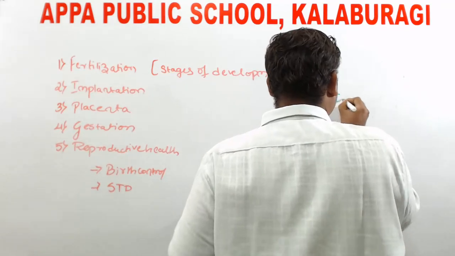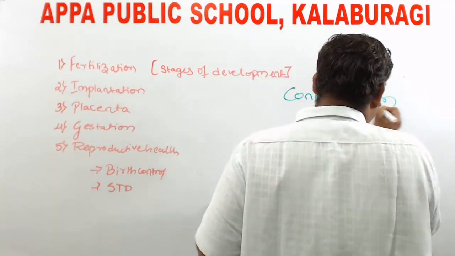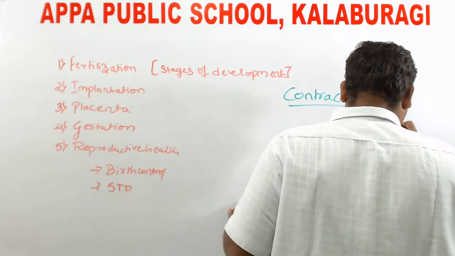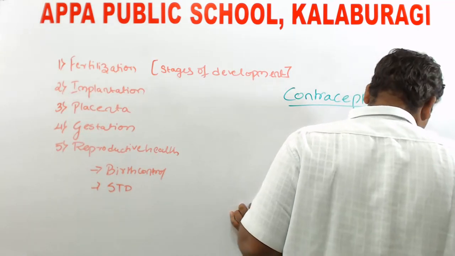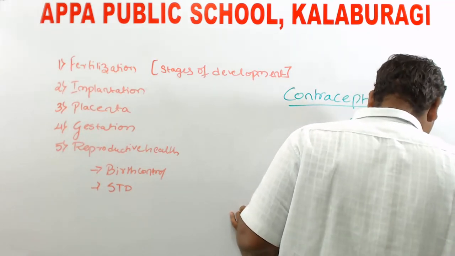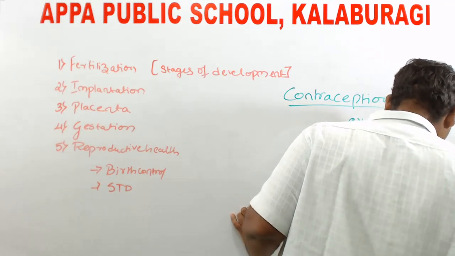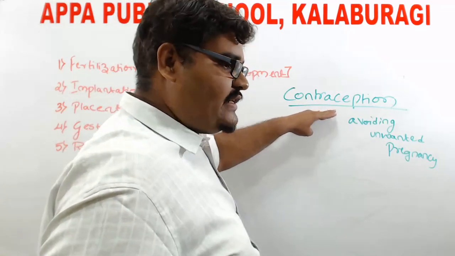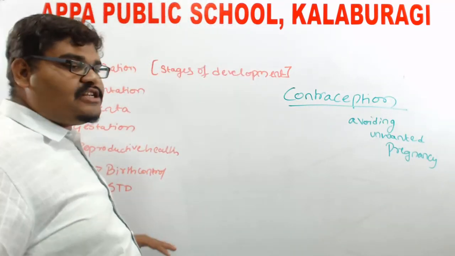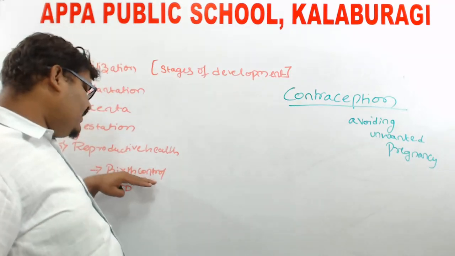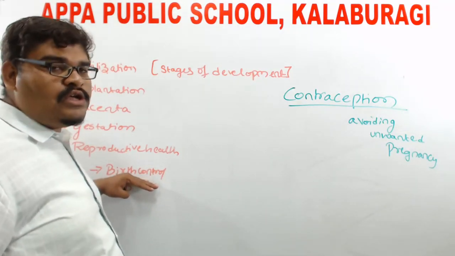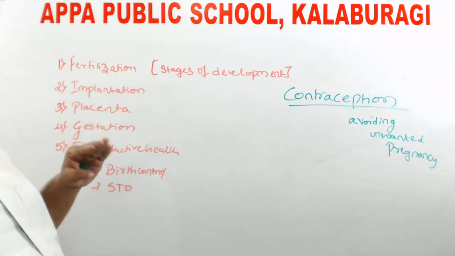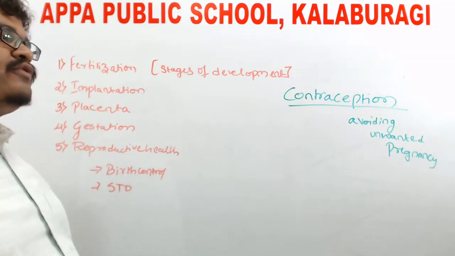What do you mean by contraception? It is avoiding unwanted pregnancy. Avoiding unwanted pregnancy is called contraception. This contraception is the most important method for controlling the population of human beings. So what are the various methods of contraception?